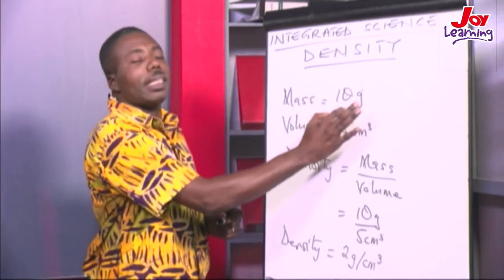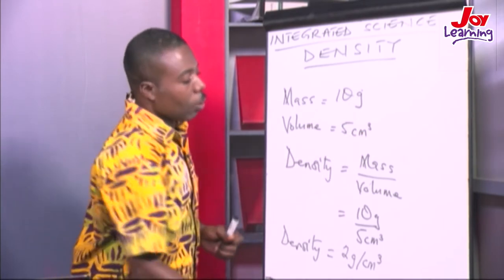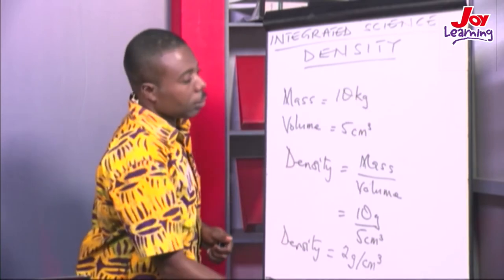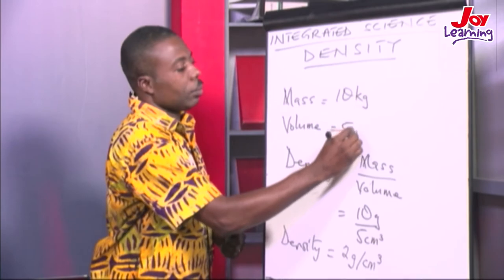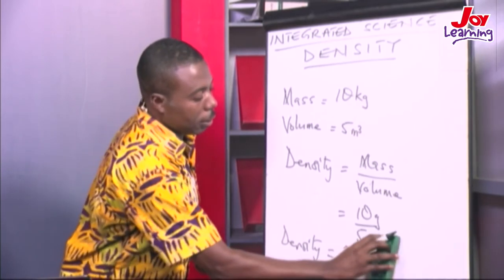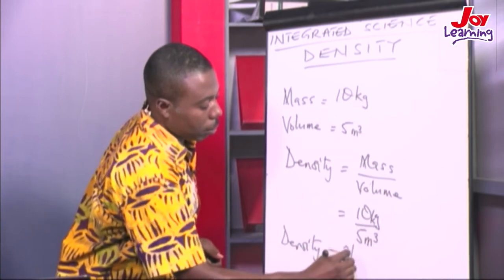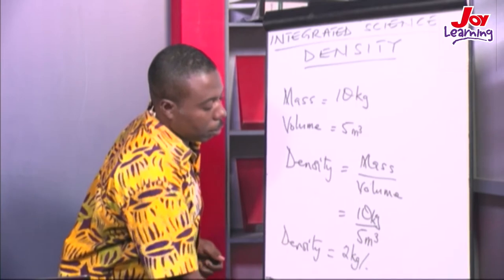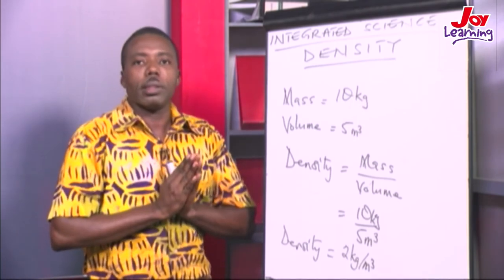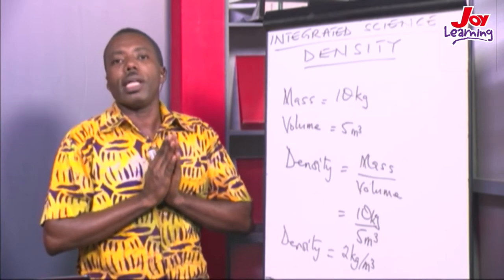So whenever the mass is given in grams, the volume should be in cubic centimeters. Now let's look at this also. If the mass is given in kilograms, then the corresponding volume should be in cubic meters. So anytime mass is given in kilograms, volume is given in cubic meters. Anytime mass is given in grams, volume is given in cubic centimeters.